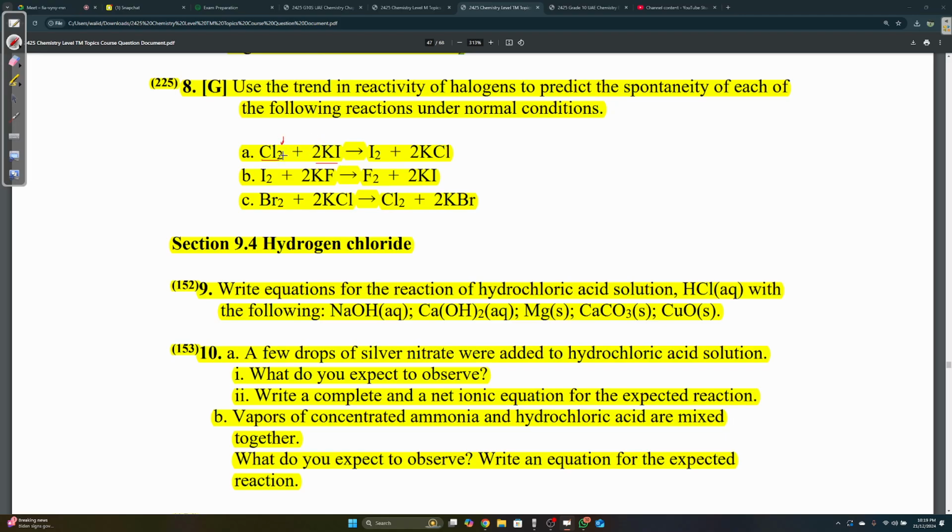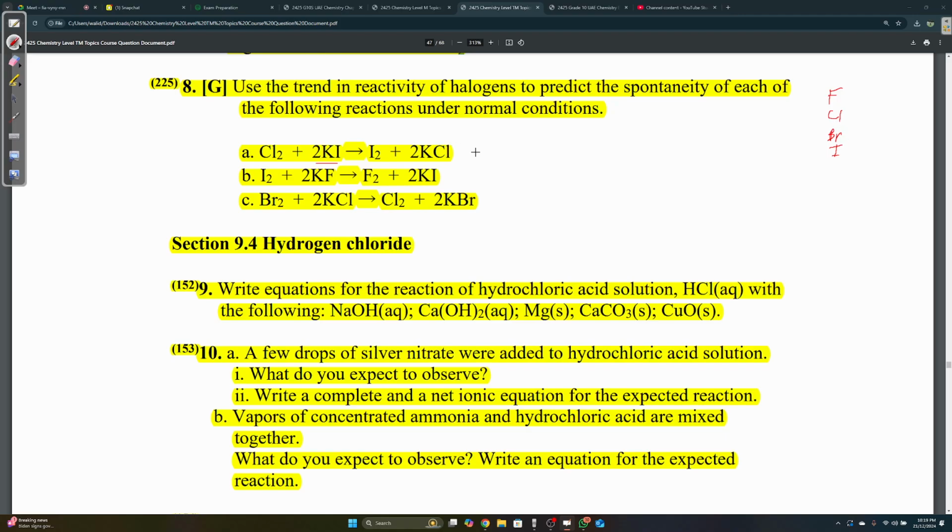The one with the 2 should be more reactive than the one without the 2. They didn't put the charge here, but they put it with a K. Okay, we don't care. We only care that the one with the 2 should be more reactive than the one without the 2 as a subscript. Remember, this is given in the exam in the periodic table. So Cl should be more reactive than I.